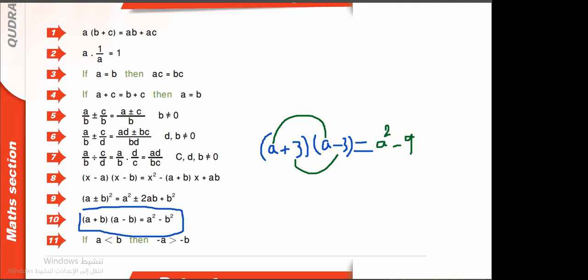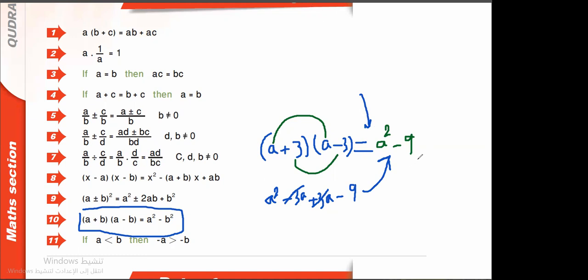If you want to write it the long way, as you like: you multiply A times A, it is A square, and A times minus 3 is minus 3A, and 3 times A is 3A, and plus 3 times minus 3 is minus 9, right? Then you cancel minus 3A with plus 3A, so the same answer directly.